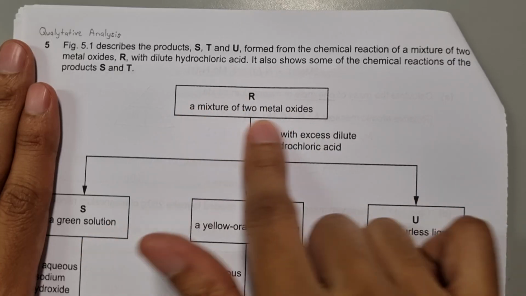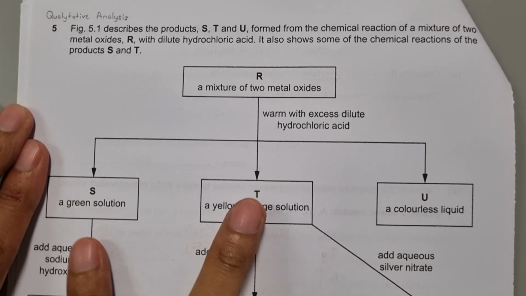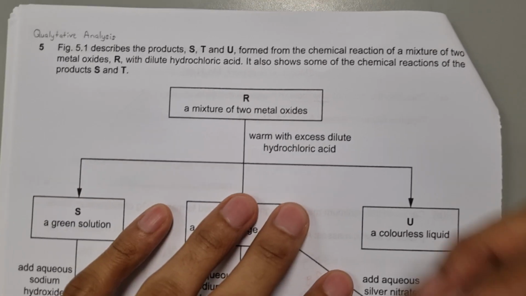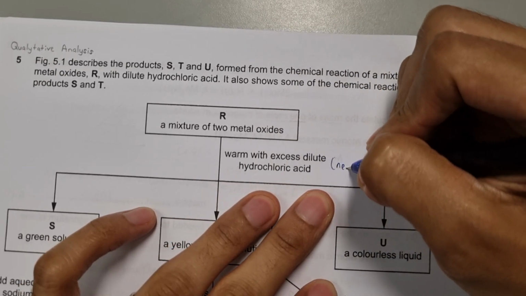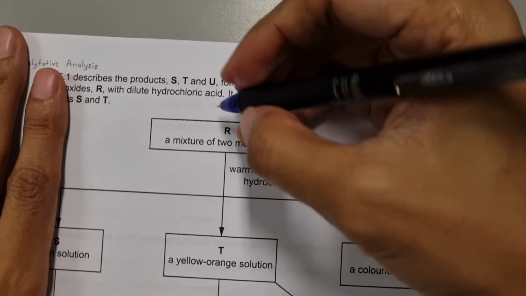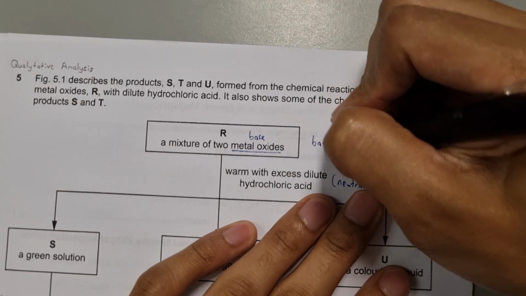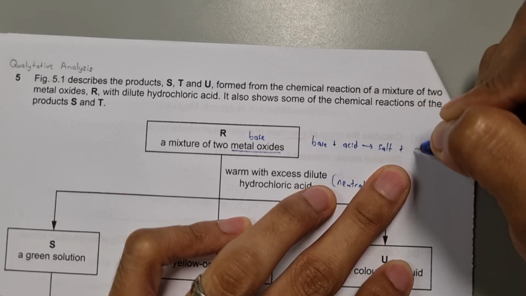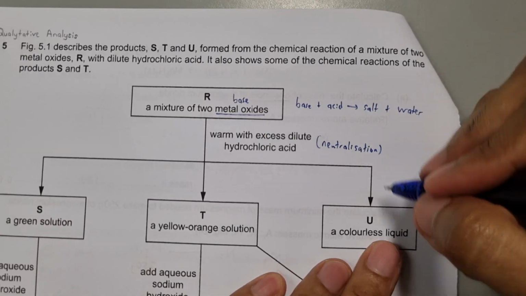Alright, so I have metal oxide react with acid. So this will be your neutralization reaction. So I have two different solutions and a colorless liquid. Alright, so metal oxide plus hydrochloric acid, that will be your neutralization. Okay, so please remember, metal oxides are bases. And base plus acid, you get salt plus water, and that would be U. Okay, U would be water.